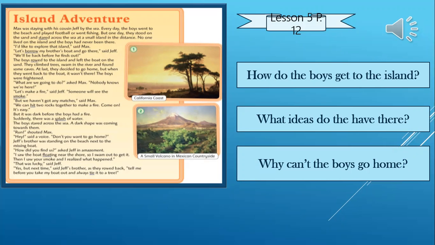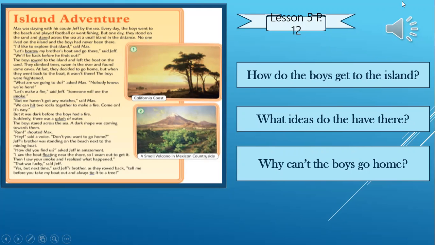How do the boys get to the island? What ideas do they have there? This is they. What ideas do they have there? Why can't the boys go home? Okay, now, yes, you can open your books and look at the passage. It's page 12 with the title Island Adventure. Let's start.